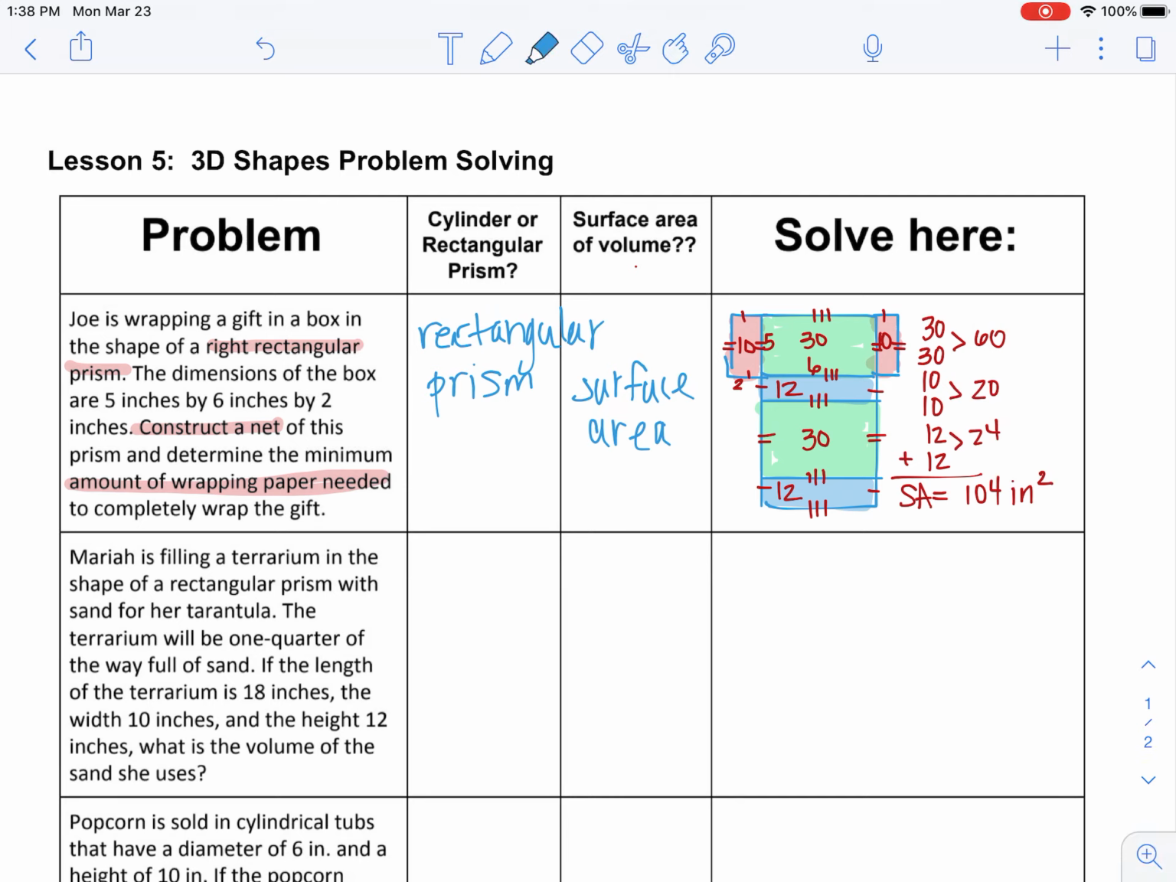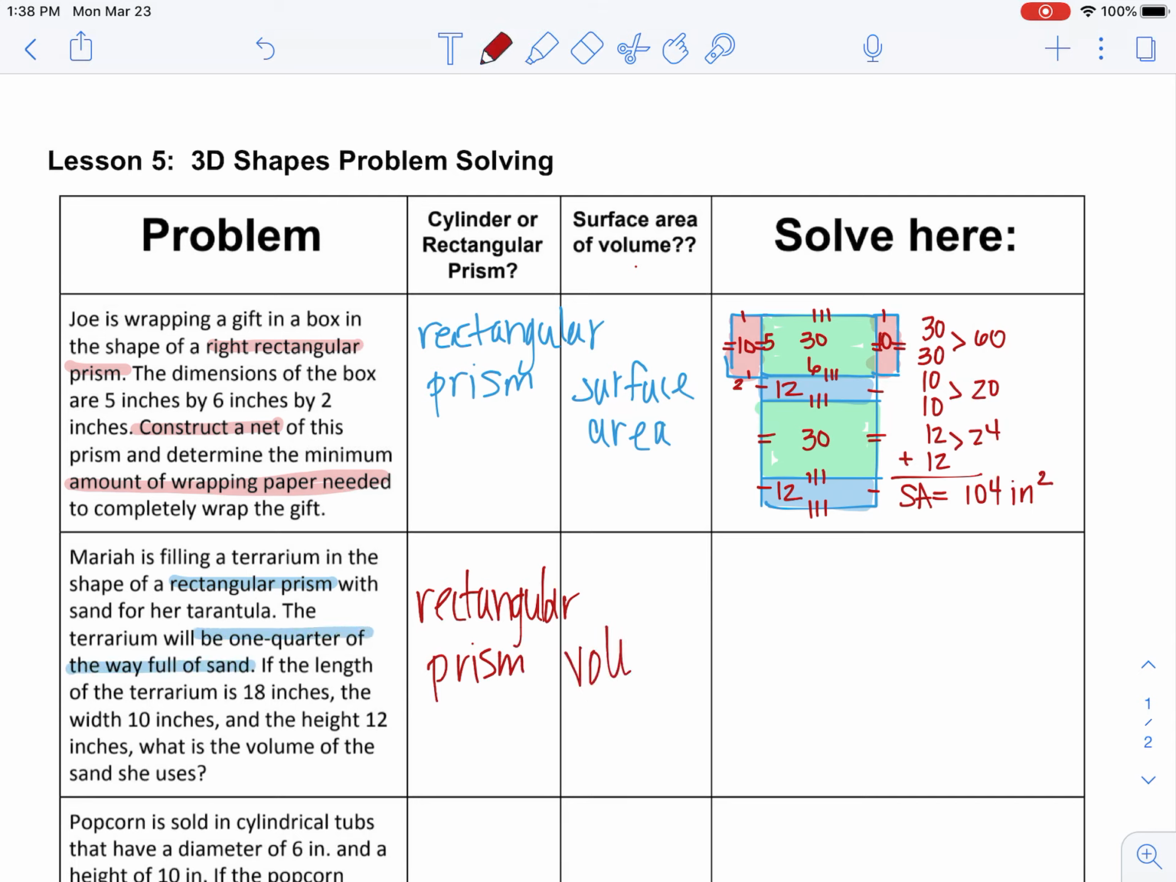So we're going to go back and look, what type of shape are we looking at? It says it here in the first sentence, we're looking at a rectangular prism. Second question, are we finding surface area or volume? Well, we are filling it up with sand 1/4 of the way.